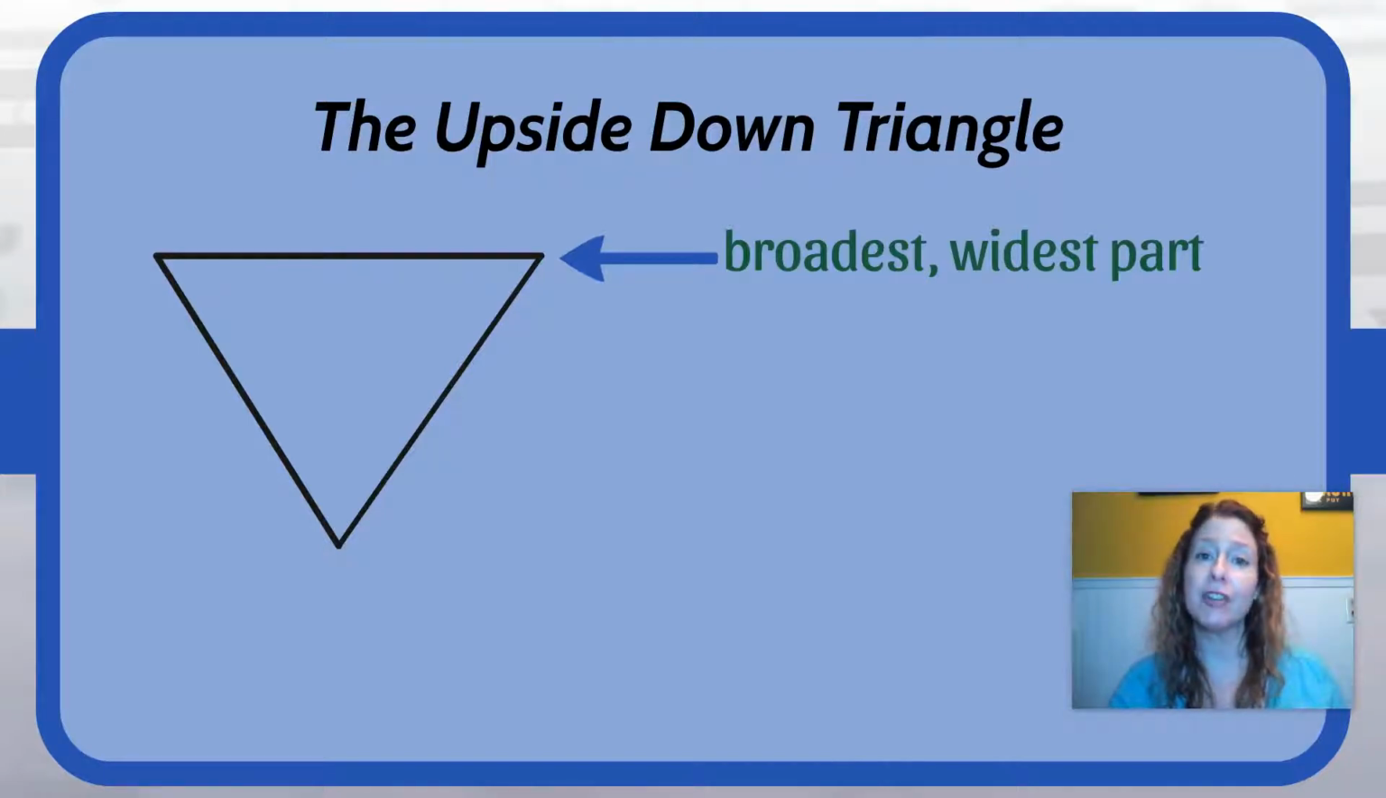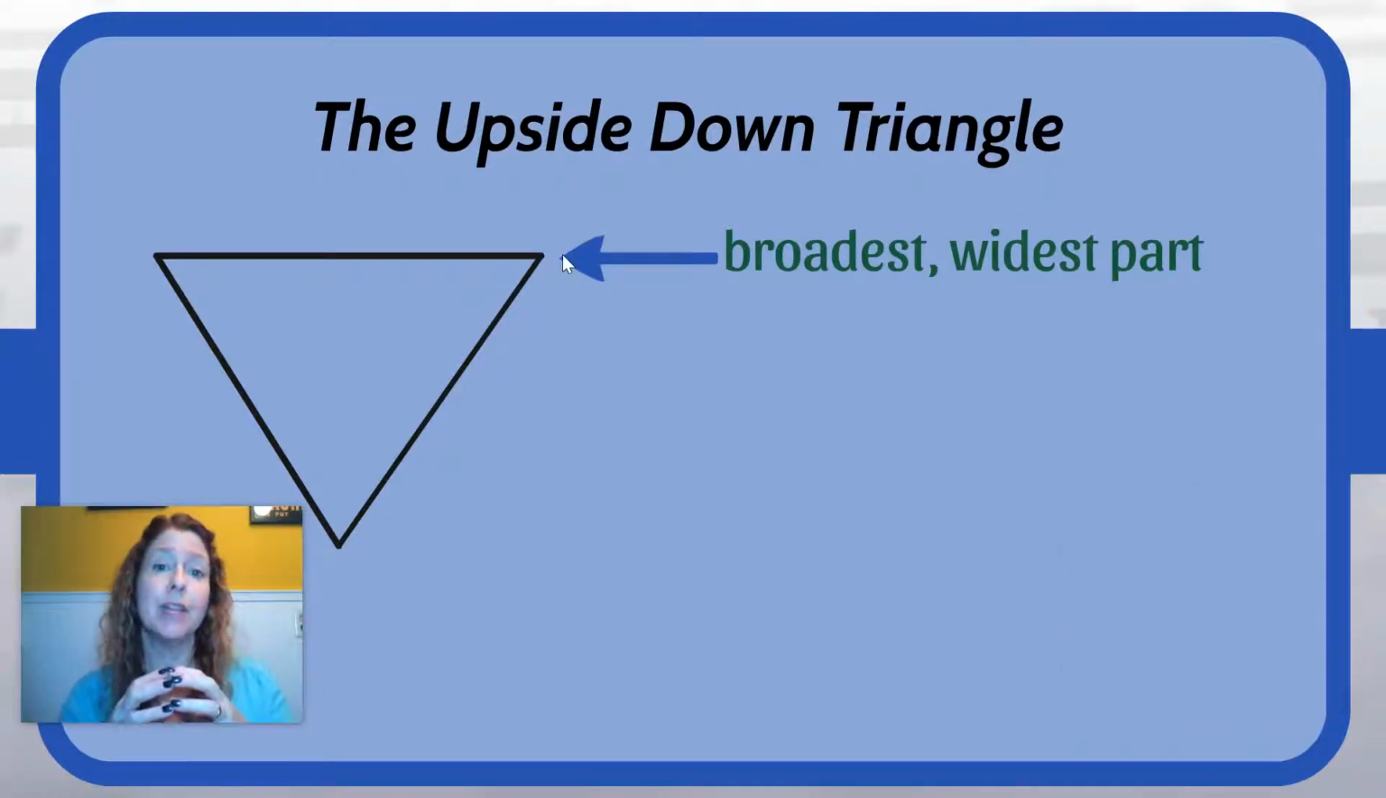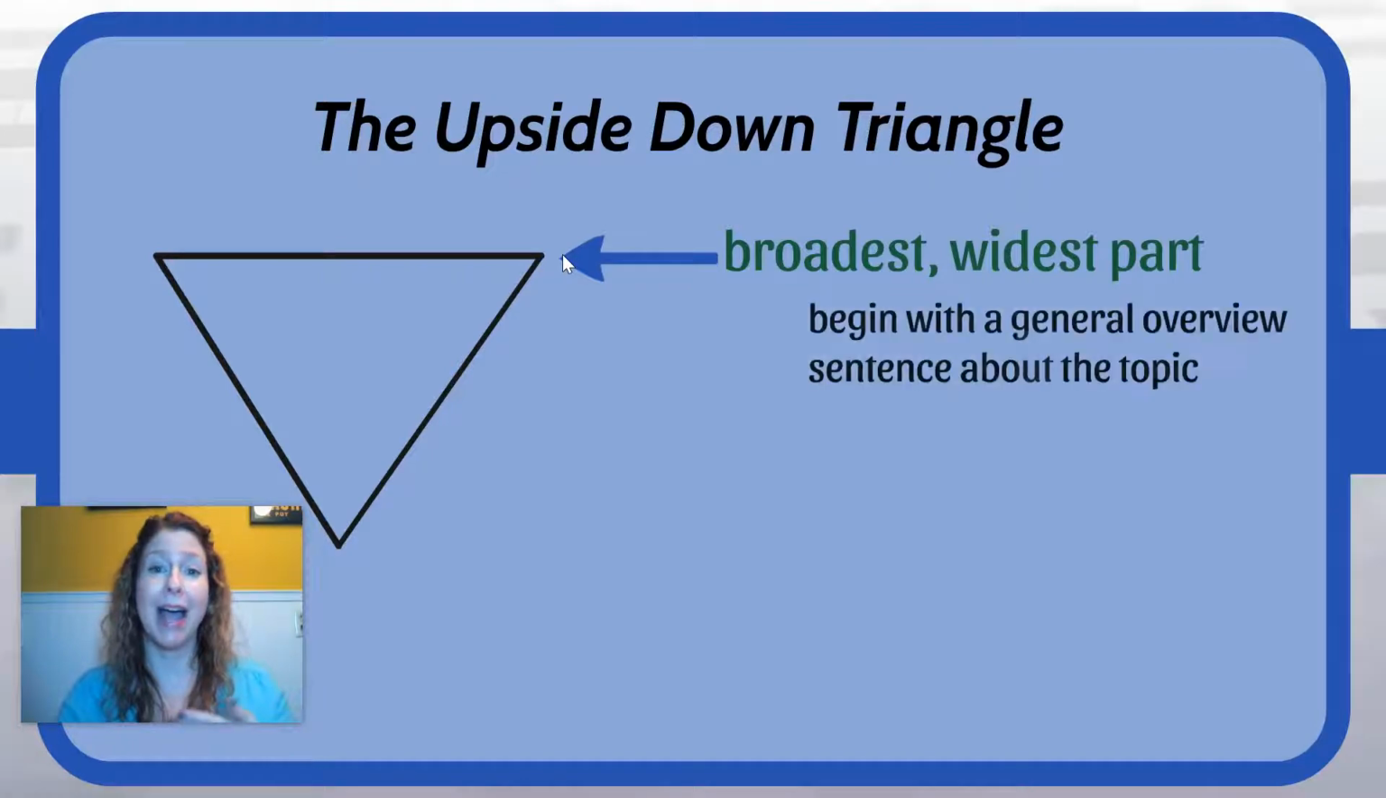I want you to imagine our paragraph being this triangle. We're going to start off our paragraph with a really broad, wide, open-ended statement. And that's going to be our first sentence of our introduction. We don't want to be too specific right off the bat. We want to draw our reader in. So we're just going to make a general statement about our topic to give them a heads up about what we're going to be talking about. This is where we're going to put our general statement.